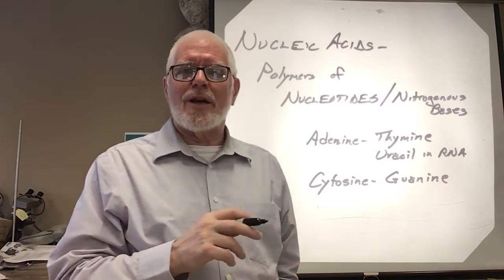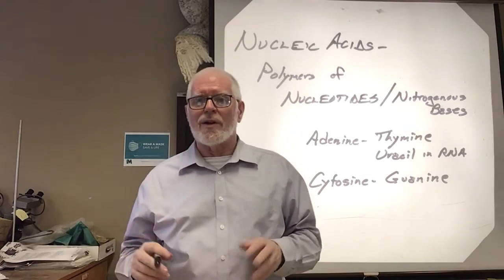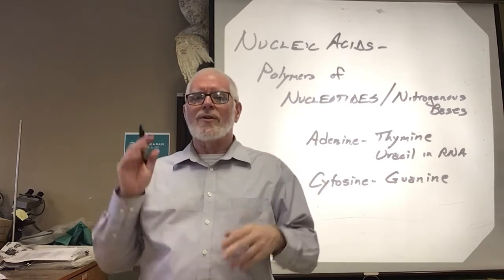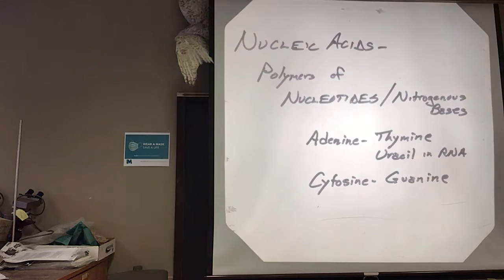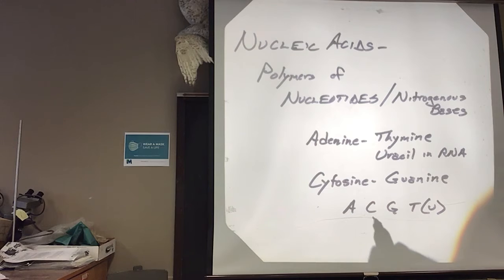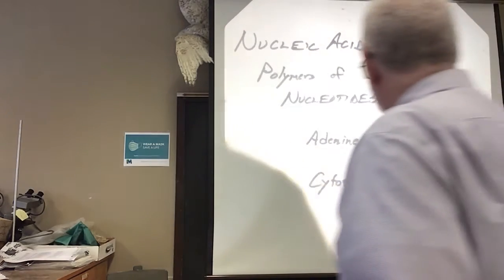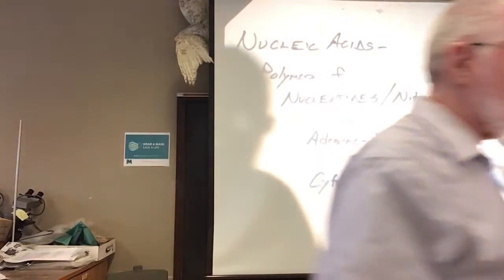And cytosine pairs with guanine. So if there's guanine over here, there's cytosine over here. If there's cytosine over here, there's guanine over here. In DNA, if there's an A over here, there's a T. If there's a T, there's an A. And the way I learned it, just very, very quickly, is to put them in alphabetical order. And remember that the inside ones pair together and the outside ones pair together. So C goes with G and A goes with T, or U, right? Still works.